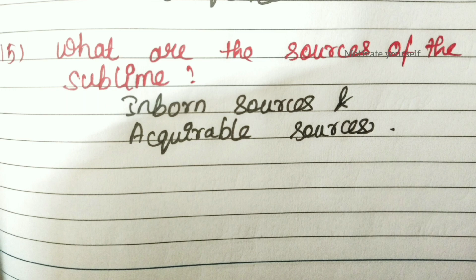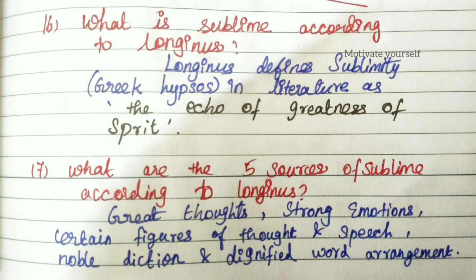Inborn sources and acquirable sources. 16th question. What is sublime according to Longinus? Longinus defines sublimity, Greek hypsos, in literature as the echo of greatness of spirit. 17th question. What are the 5 sources of sublime according to Longinus? Great thought, strong emotion, certain figures of thought and speech, noble diction, and dignified word arrangement.